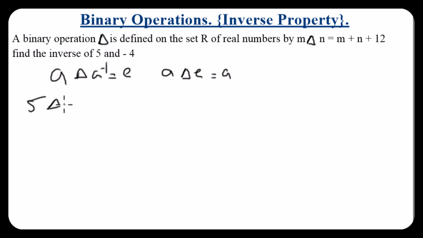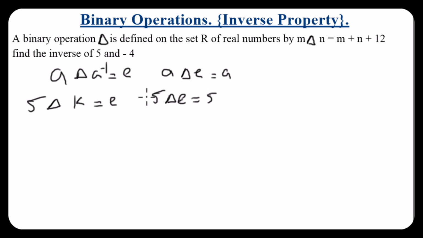So let's just assume the inverse of 5, or this inverse here, would be k, or m, or y, or any other value you want to use. So 5 delta k must be equal to e, and if 5 delta k is equal to e, then definitely you can come here and say 5 delta e will be equal to 5.